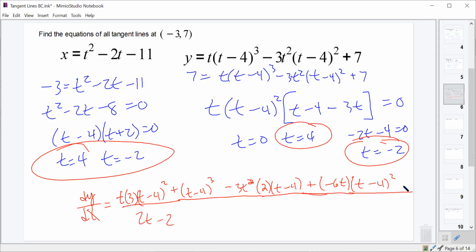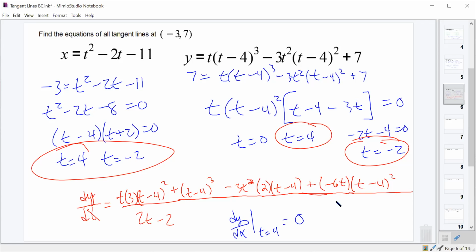Okay. And you may have simplified it down some. I'm not going to bother. First off, if I need to figure out at t equals 4 what that comes out to be, so we'll say dy/dx at t equals 4, what's that going to be? Well, all of these have a t minus 4 in them, so that's just a bunch of zeros. Everybody agree with that?